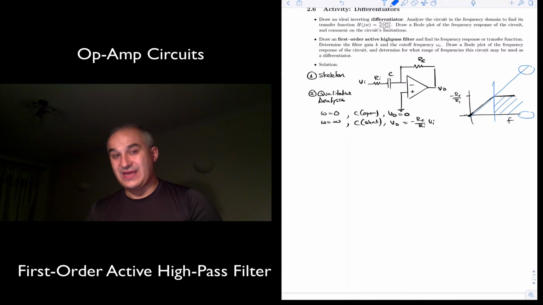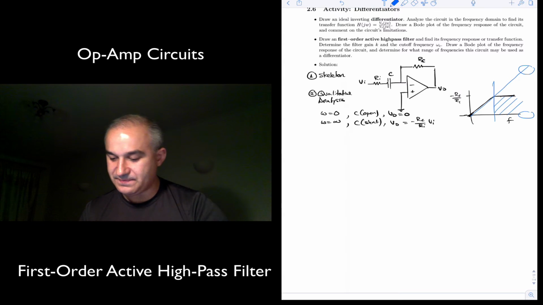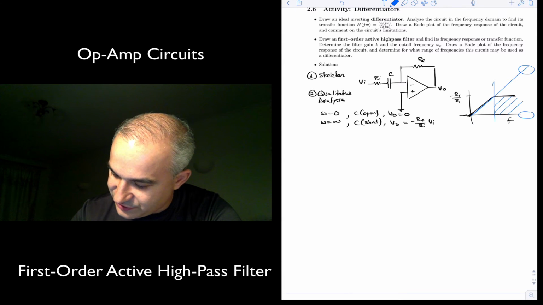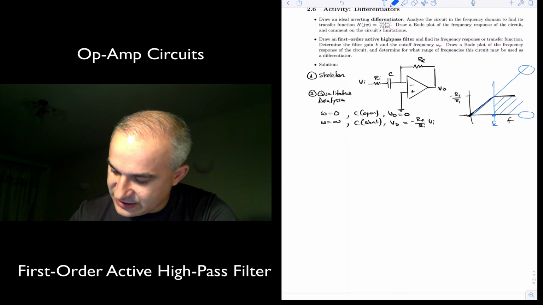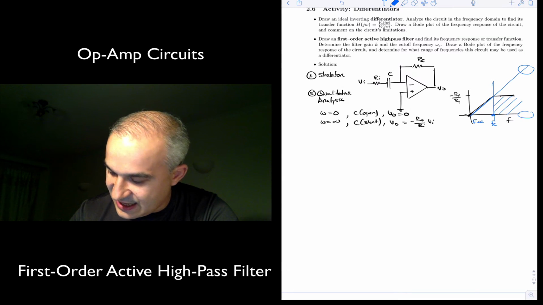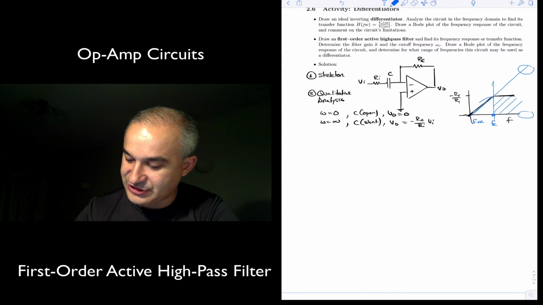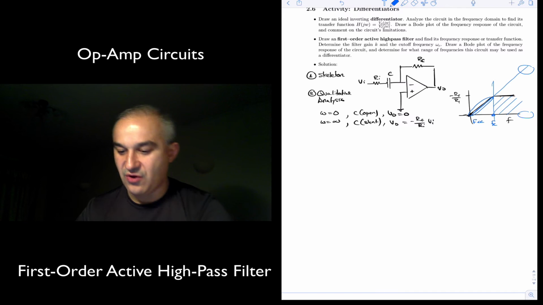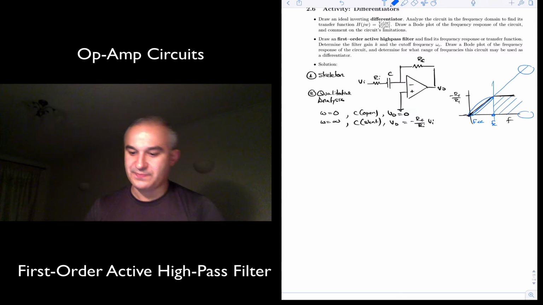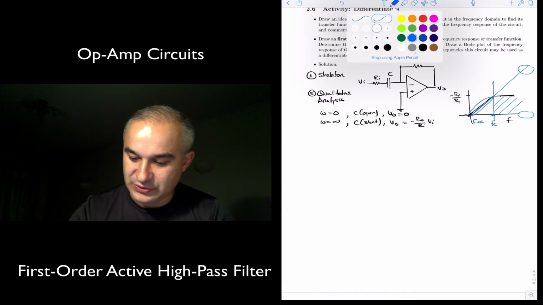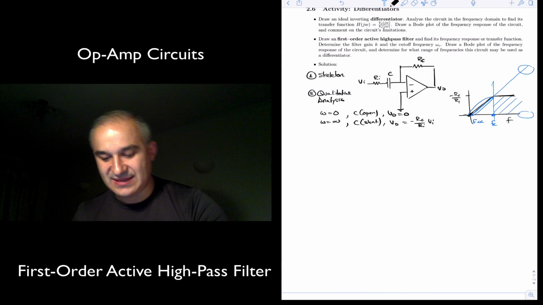Here we just have a circuit that behaves as an inverting amplifier. It is this region. So if this is going to be our cutoff frequency, it is for frequencies that are less than the cutoff frequency where we can match the characteristics of a differentiator. With that, let's do the actual mathematical analysis now.